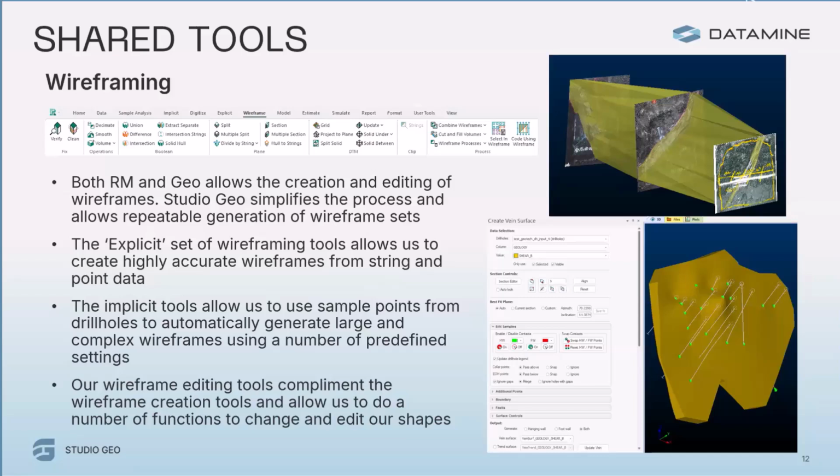So if you create a wireframe in RM and you want to import it into Geo, it should be no worries. It will look the exact same. It's using the same implicit modeling algorithm to generate it. And finally, we have all of our wireframe editing tools that allow us to edit our shapes and change Boolean shapes out of the other. Studio Geo retains all this because these are quite often the tools that we use as production geos to do our stope shapes and all of our evaluations.